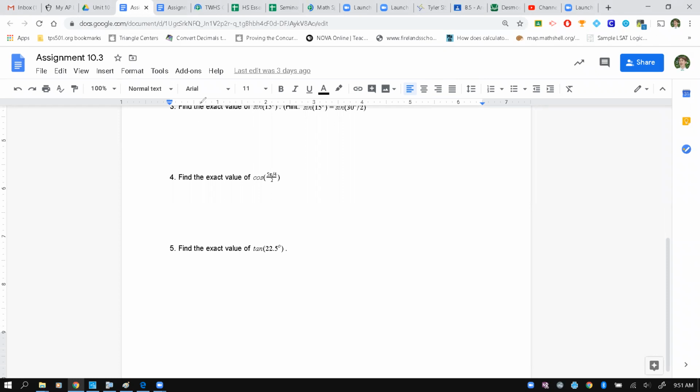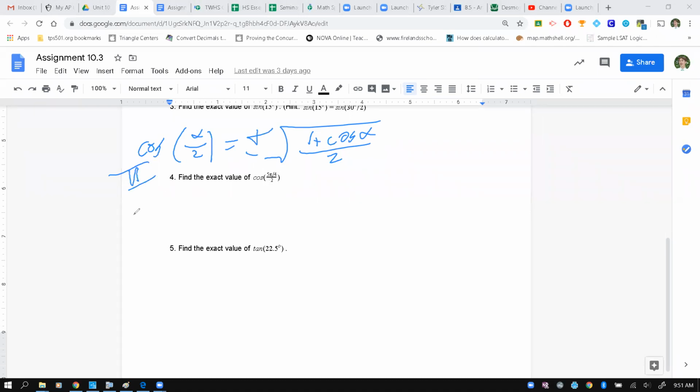Okay, so you should have the formula cosine of alpha over 2 is equal to plus or minus square root of 1 plus the cosine of alpha, over 2. All right, so if we know this is in the second quadrant, 5 pi over 4 divided by 2 is in between pi over 2 and pi. So this is going to be negative, and we know alpha is this part in the numerator, 5 pi over 4. So this will be the negative square root of 1 plus the cosine of 5 pi over 4, over 2.